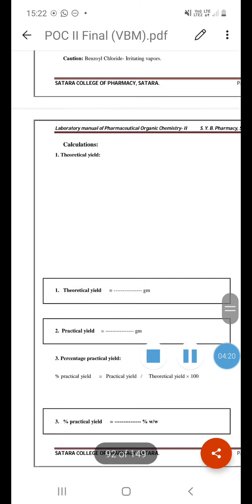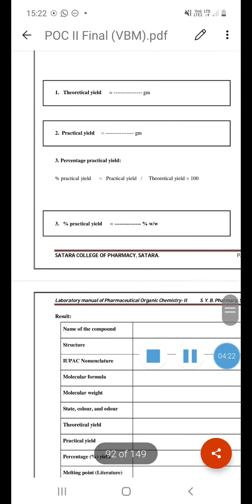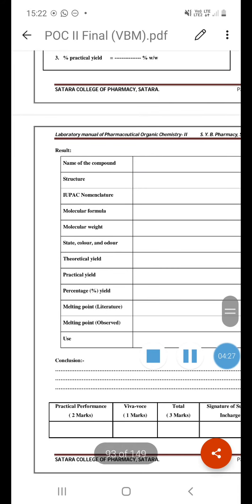Then calculations: theoretical yield, practical yield. Then next, percentage practical yield, and draw the result.